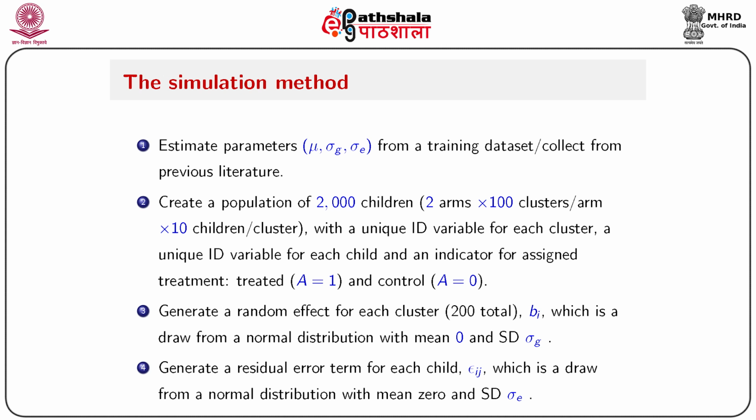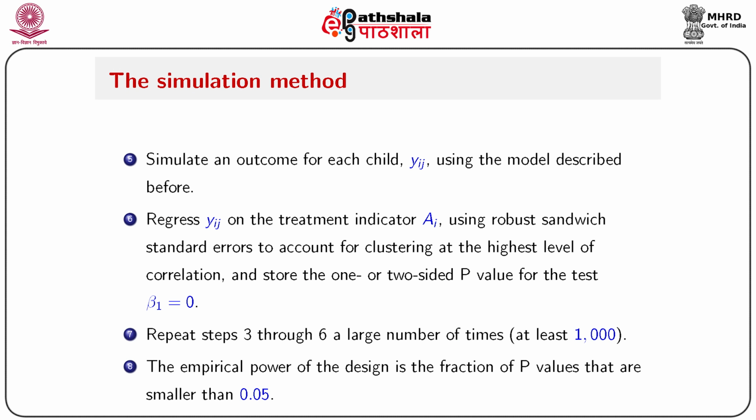Generate a random effect for each cluster, 200 total, Bi, which is a draw from a normal distribution with mean 0 and standard deviation sigma g. Now generate a residual error term for each child, Eij, which is a draw from a normal distribution with mean 0 and standard deviation sigma e. Then simulate an outcome for each child, Yij, using the model described before.